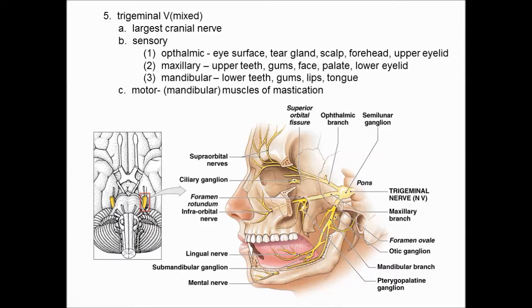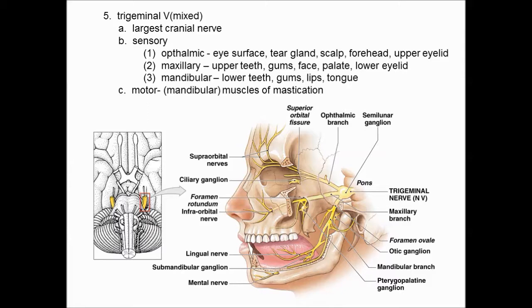This is a nice figure from Martini's book. So there's 3 different branches that come out of the trigeminal. One's called the ophthalmic, which cleverly goes to the eye surface and scalp, forehead, and upper eyelid. So you can see its arborization here in the nice figure, and it provides sensory information from those areas. So a pain of the eye would be manifest through this.